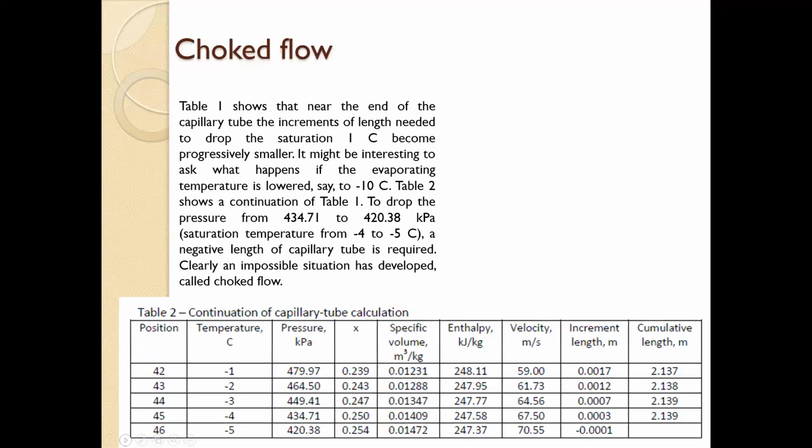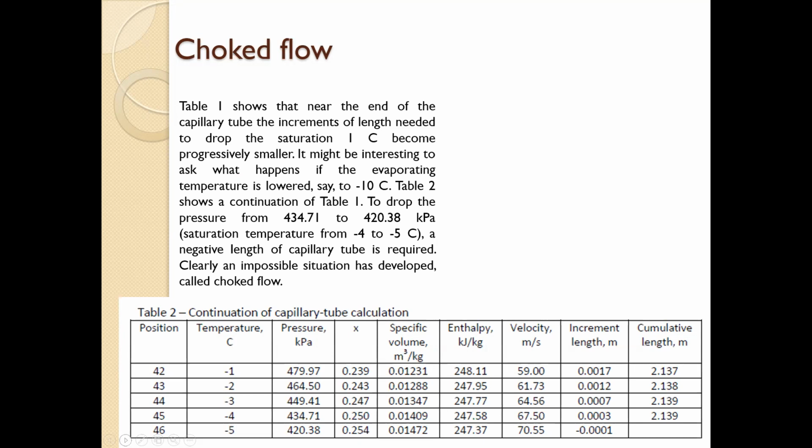Next, choke flow. So, table 1 shows that near the end of the capillary tube, the increment of length needed to drop 1°C becomes progressively smaller. So, it might be interesting to ask what happens if the evaporating temperature is lowered, set to negative °C. So, table 2 shows continuation of table 1.